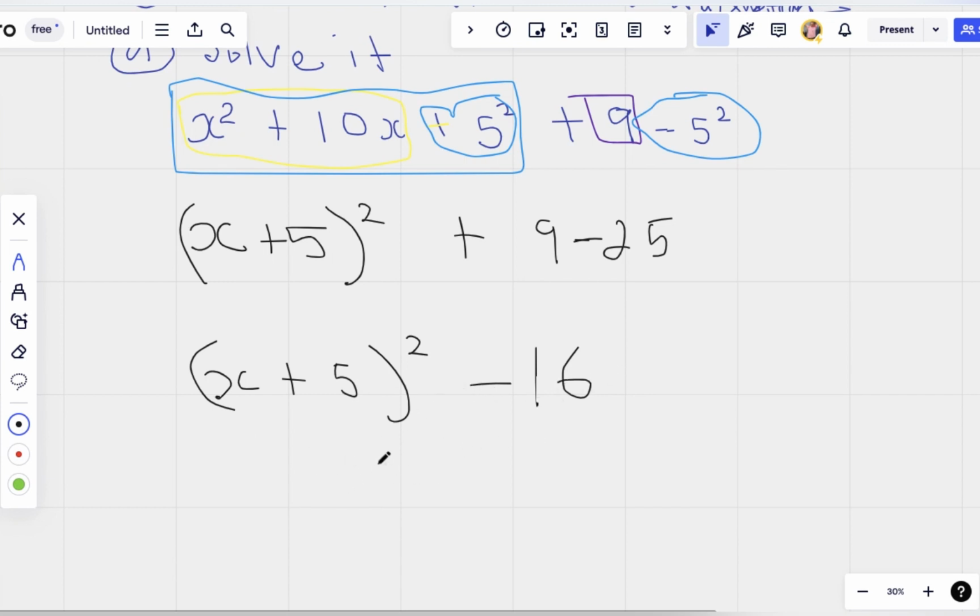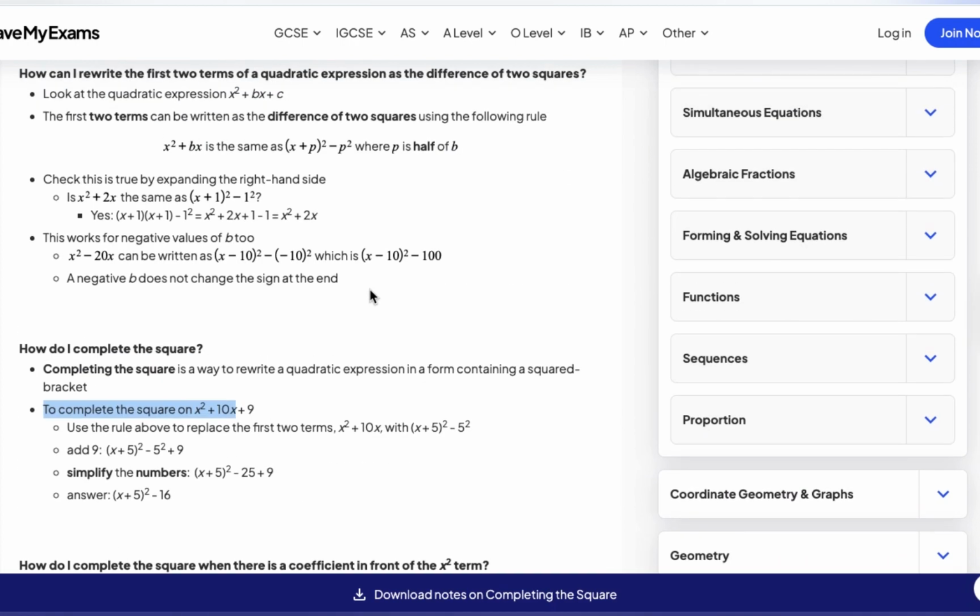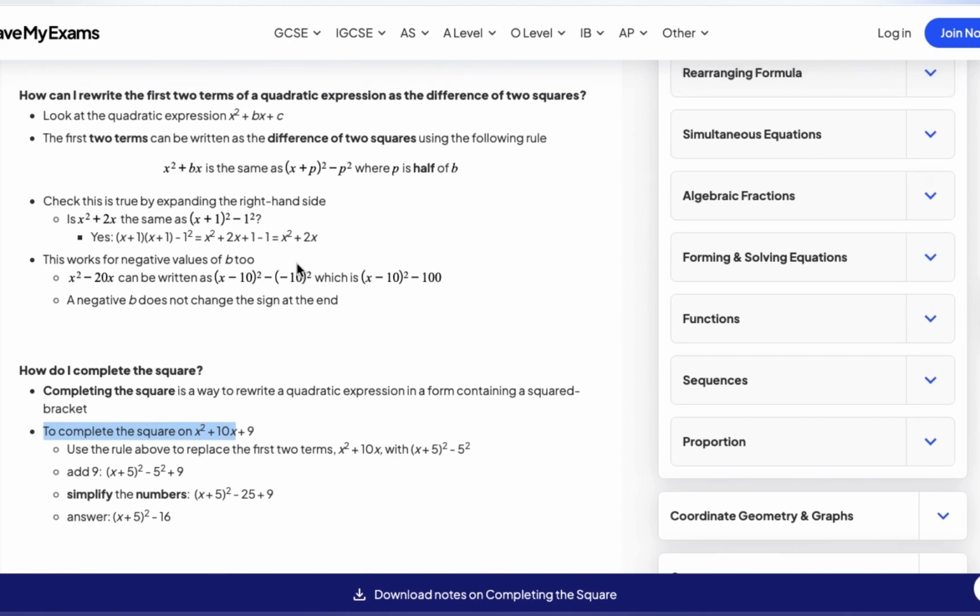This is where we stop, because it's a quadratic expression, not the equation. It means this is your answer. Because when you're doing quadratics, you are asked to put it in this format. They always tell you when you're completing the square to put your answer in this format: x plus p squared minus q squared. So this is the format they want you to put the answer in. Every time you have a quadratic, this is the format you put the answer in.